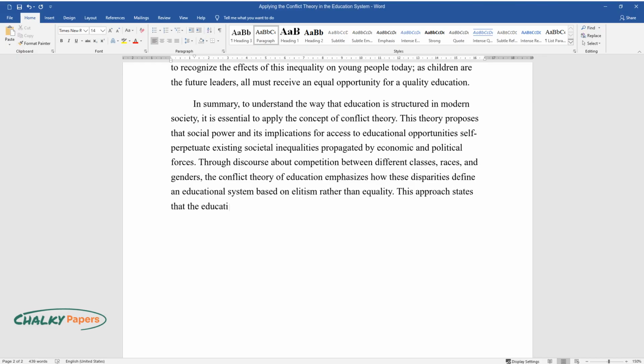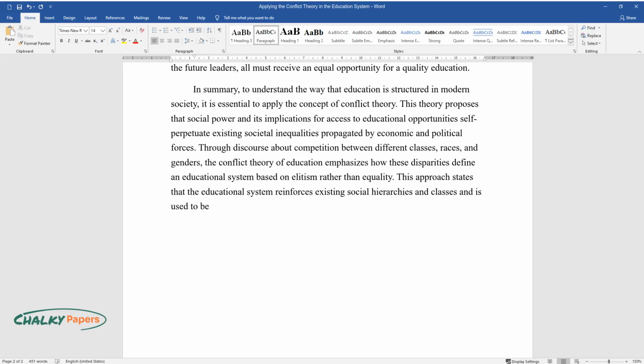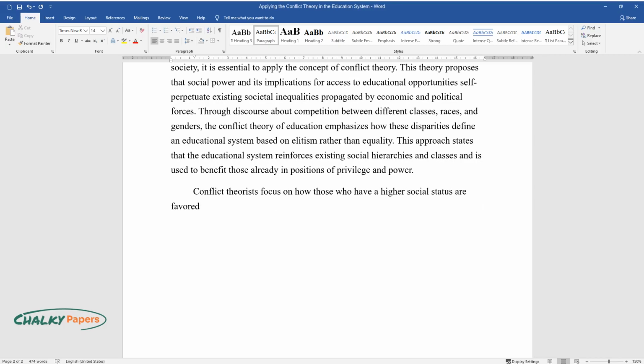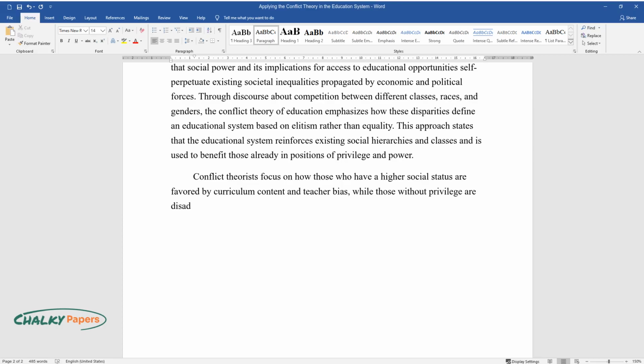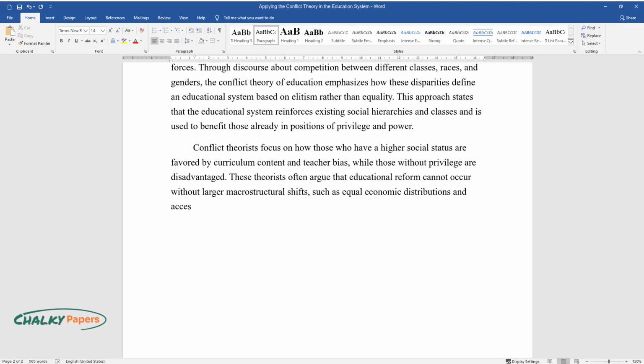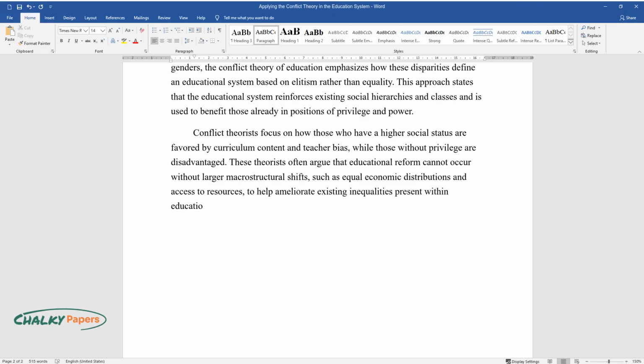This approach states that the educational system reinforces existing social hierarchies and classes and is used to benefit those already in positions of privilege and power. Conflict theorists focus on how those who have a higher social status are favored by curriculum content and teacher bias, while those without privilege are disadvantaged. These theorists often argue that educational reform cannot occur without larger macrostructural shifts, such as equal economic distributions and access to resources, to help ameliorate existing inequalities present within educational opportunity.